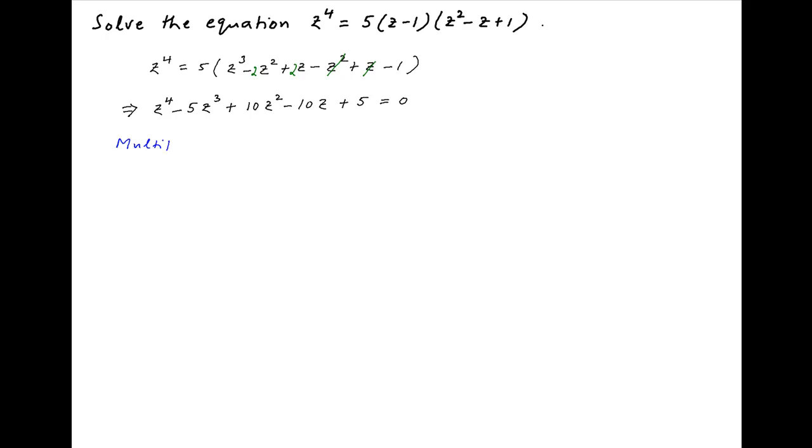Now multiply this equation with z. We get z raised to the power 5 minus 5 times z raised to the power 4 plus 10 times z cube minus 10 times z square plus 5 times z is equal to 0. Let's call this equation 1.